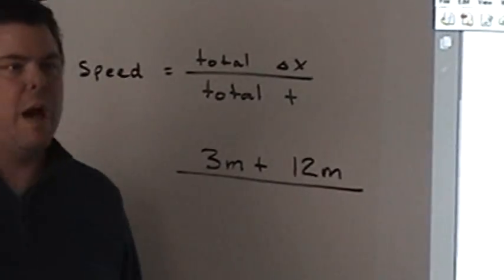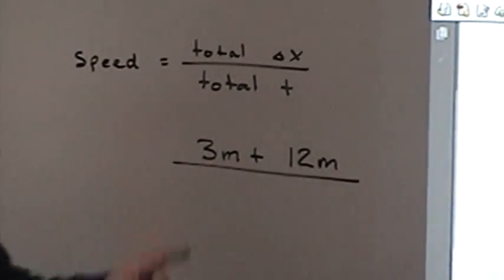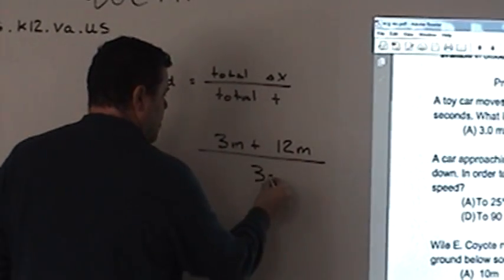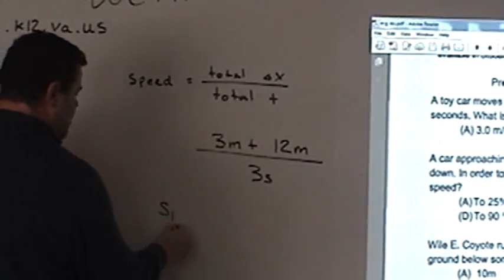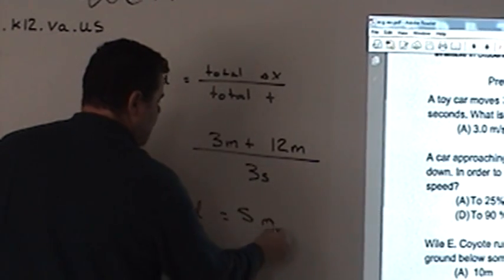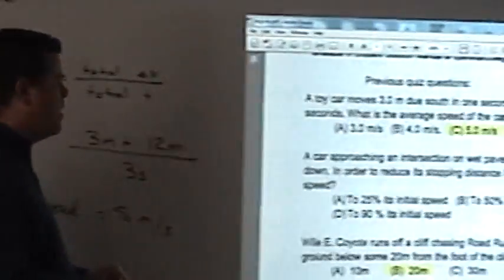Divided by the total time. How many seconds did it take you to do this whole thing? 3 seconds. You did this for 1 second, that for 2 seconds. Divided by 3 seconds. So your speed, you have 15 divided by 3, or 5 meters per second. That's why your answer is 5.